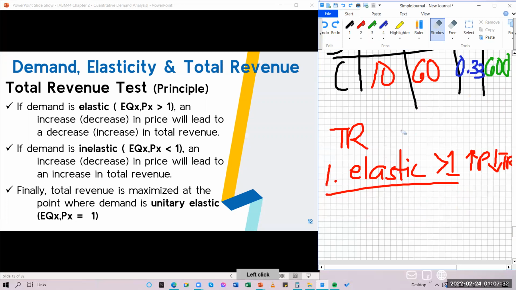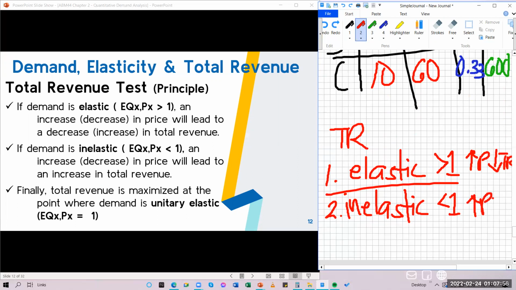So let's continue. So how about number 2? If demand is inelastic. Okay, let's put it here. If it is inelastic or less than 1, an increase in price will lead to an increase in total revenue. So it has a positive relationship. So if your price increases, again, if less than 1 and your price increases, that means your income will increase.